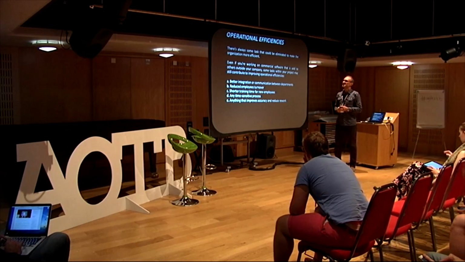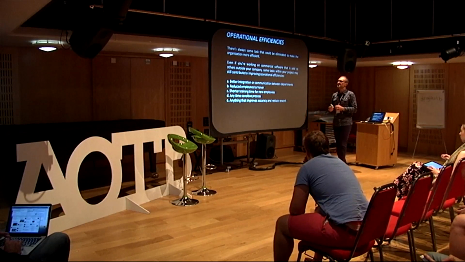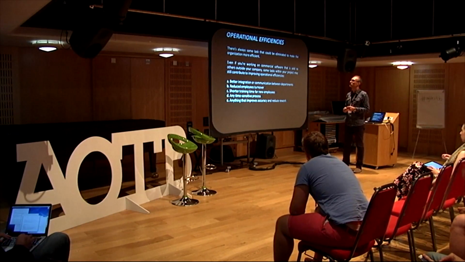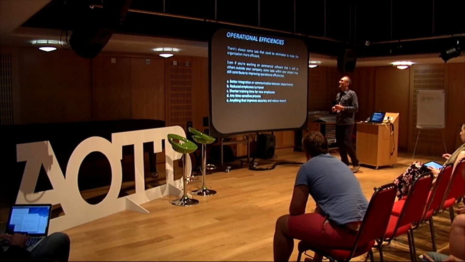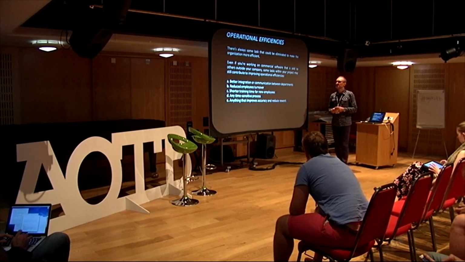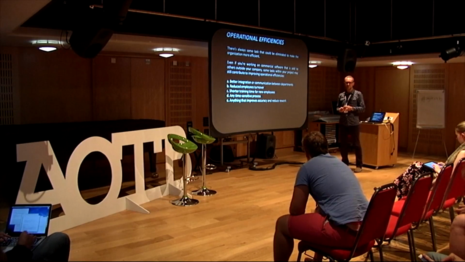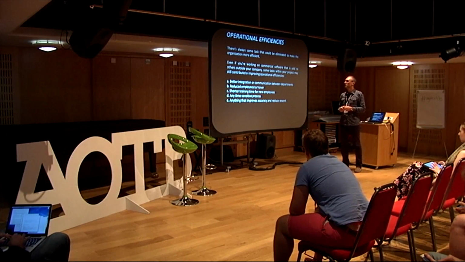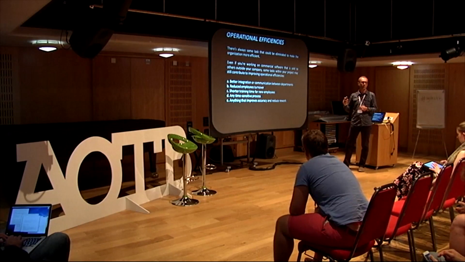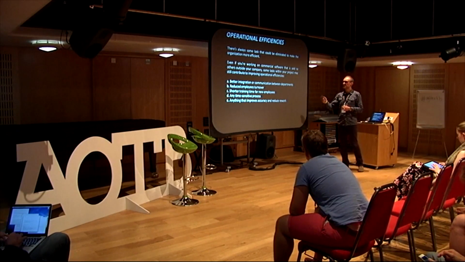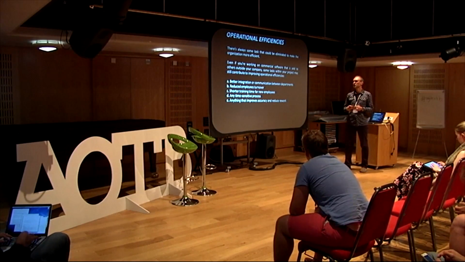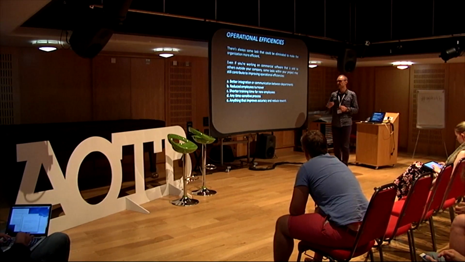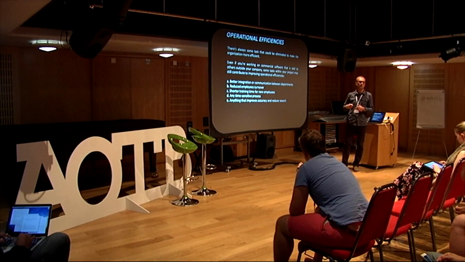Then the last one is the operational efficiency. There are always some tasks that could be eliminated to make the organization more efficient. Even if you're working on commercial software that is sold to others outside your company, some tasks within your project may still contribute to improving operational efficiencies. For example, better integration or communication between departments, reduced employee turnover, shorter training time for new employees, any time-sensitive process, anything that improves accuracy and reduces error. That is, a lot.